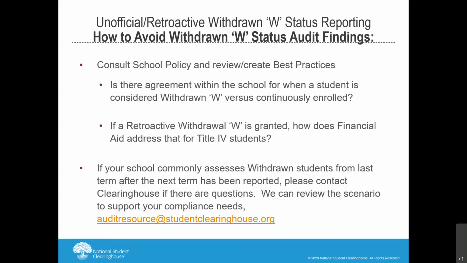And more specifically, if it's a retroactive withdrawal scenario, how exactly does financial aid address those for Title IV students or for return calculations? Having that kind of agreement within the school can really promote consistent reporting to Clearinghouse, and then during audit time, it can make it clear that there aren't any inconsistencies between the different systems and the paperwork, and that everything really lines up, which can help avoid those types of audit issues.